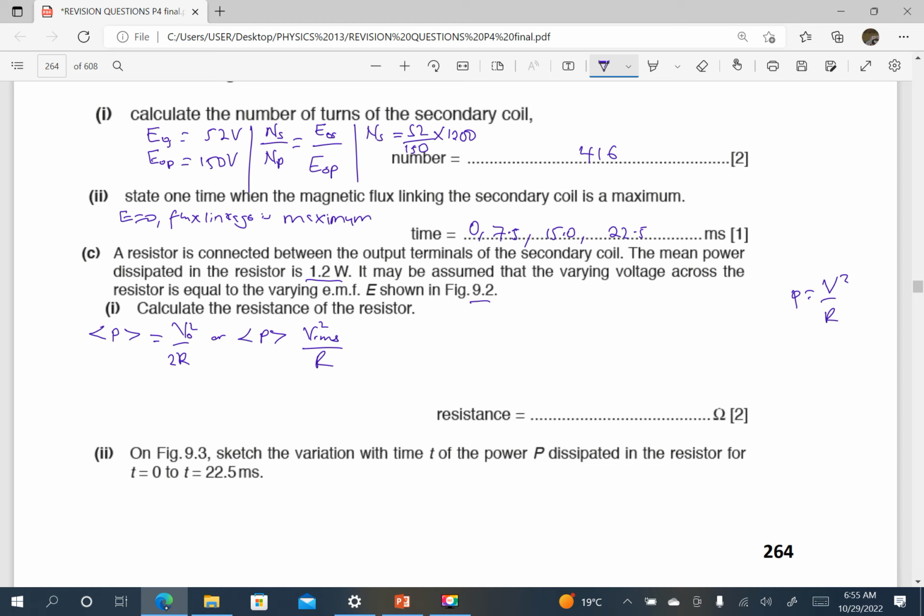Remember, the root mean square values are the values which have the same heating effect as the DC values. So instead of writing just V squared over R for DC values, we use V root mean square. We can now substitute. The mean power is given as 1.2. The peak value of voltage we have seen from the graph was 52, so 1.2 equals 52 squared divided by 2R.